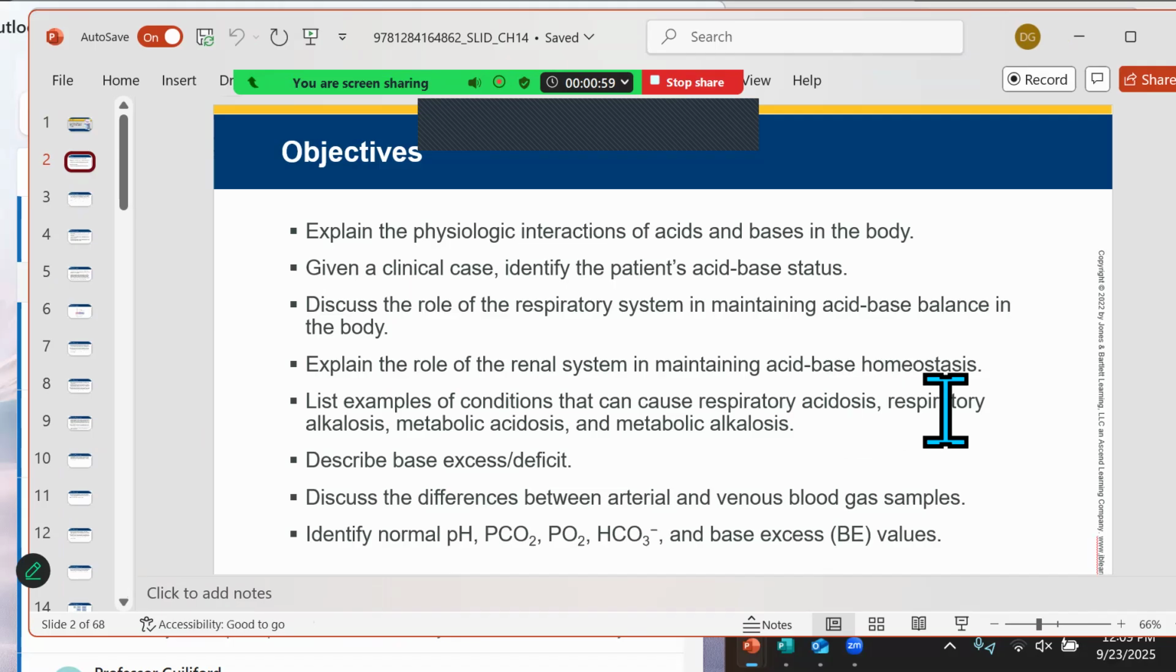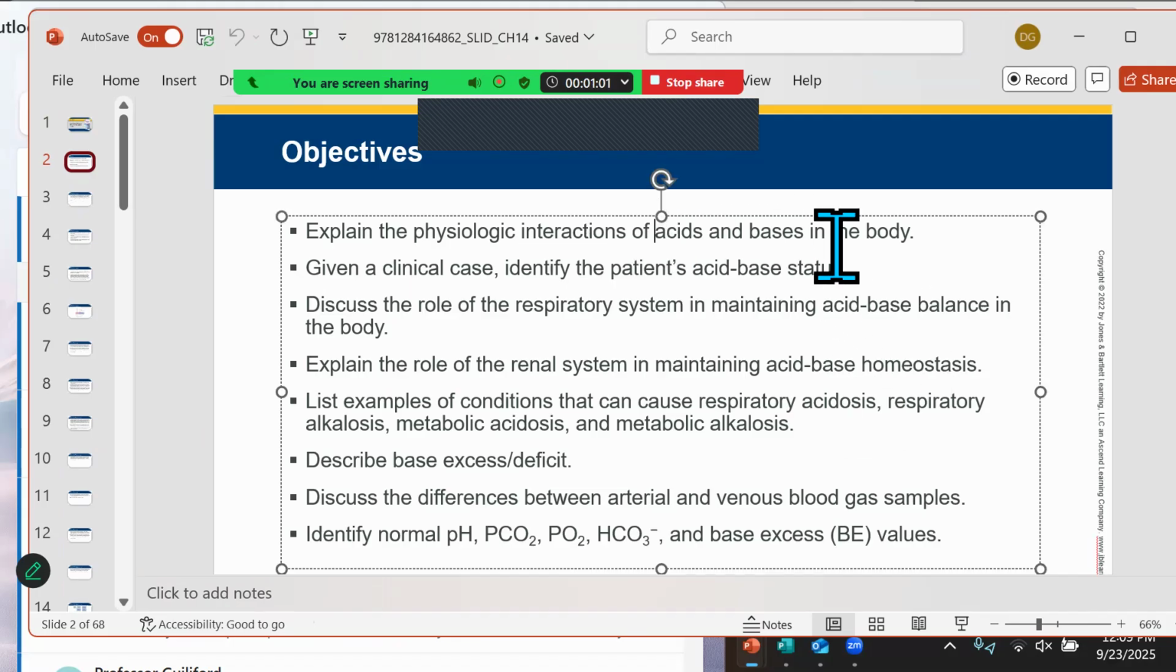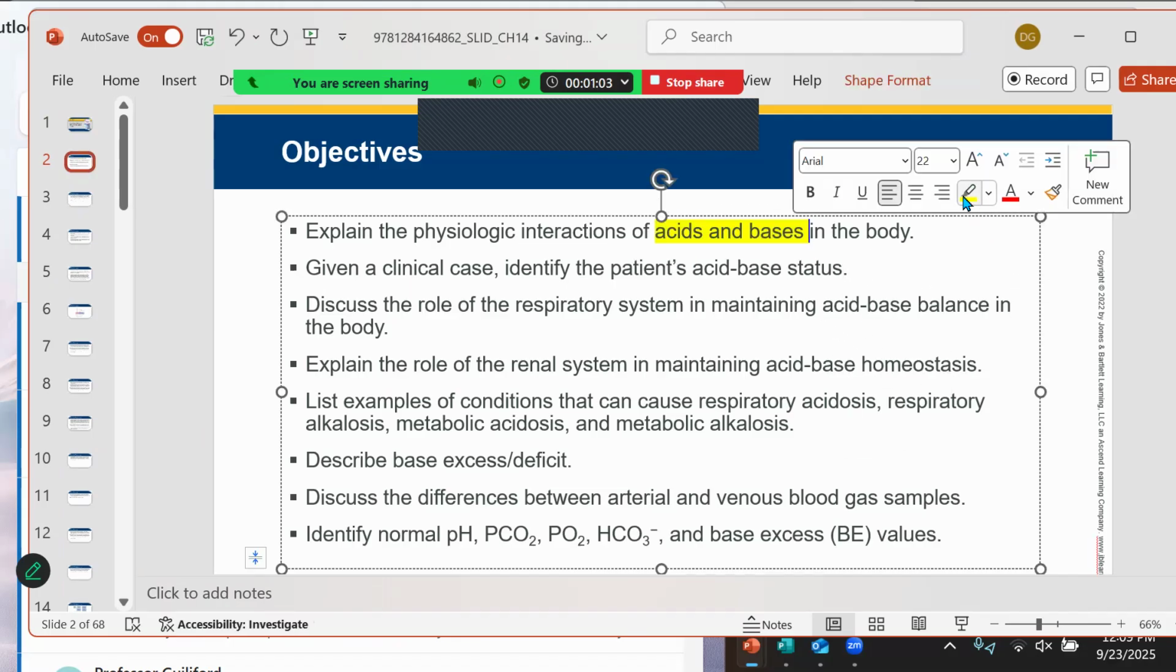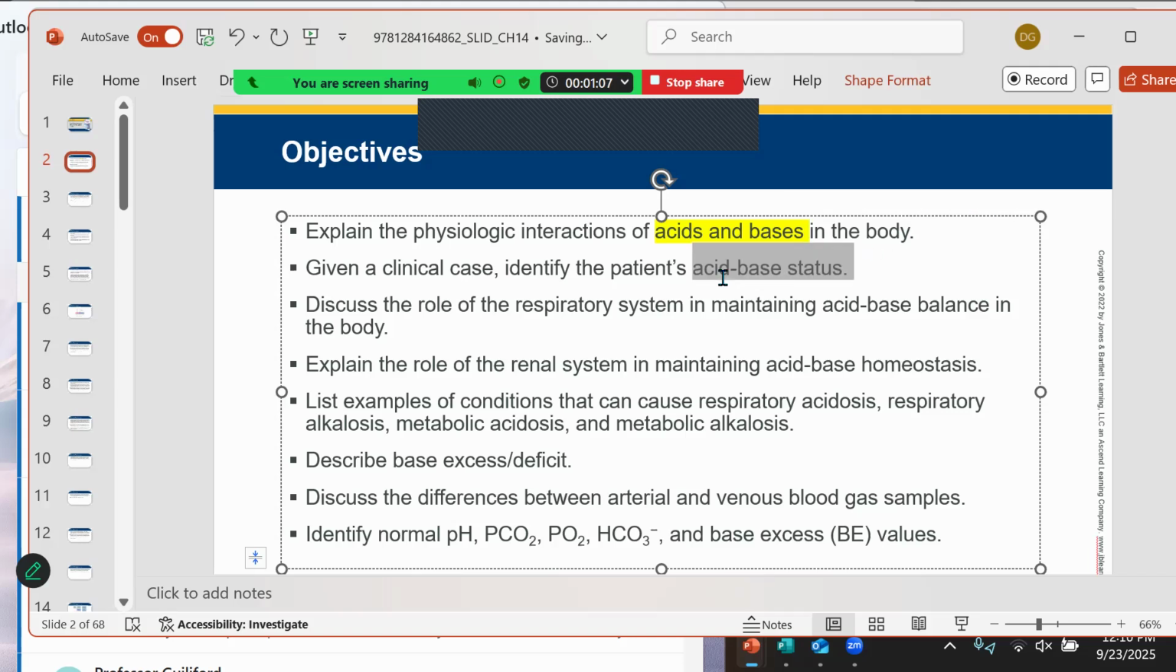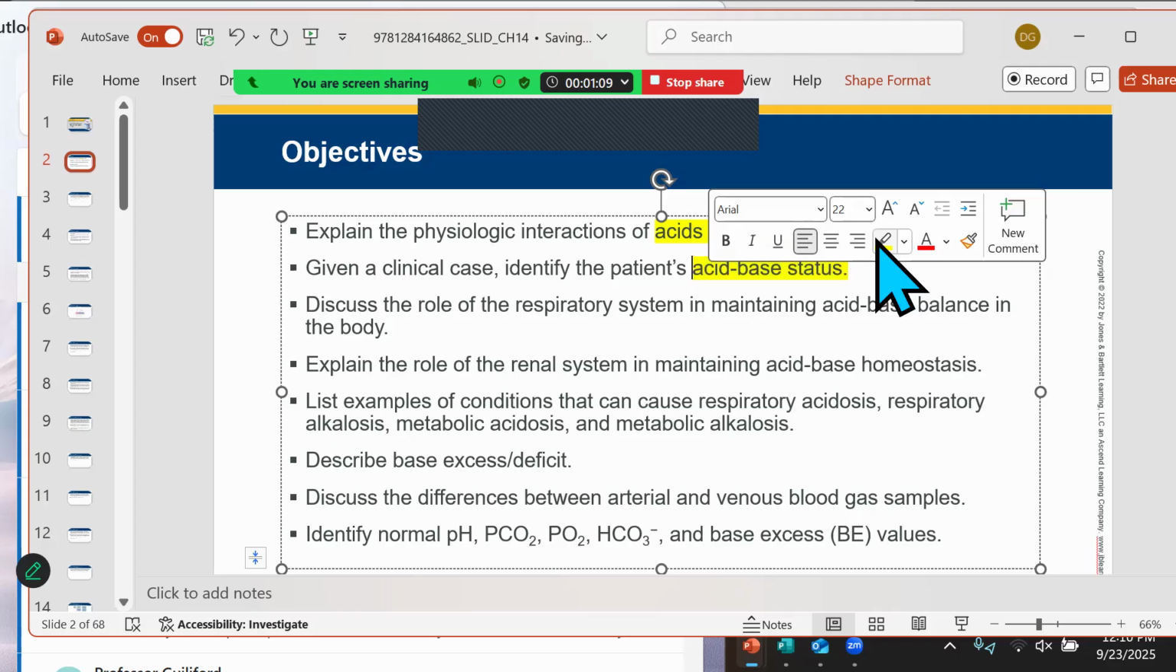Acids and bases in the body is what we're going to really talk about here. Given a clinical case, identify the acid-base status. We're talking about respiratory acidosis or alkalosis, and it can be either respiratory or metabolic.